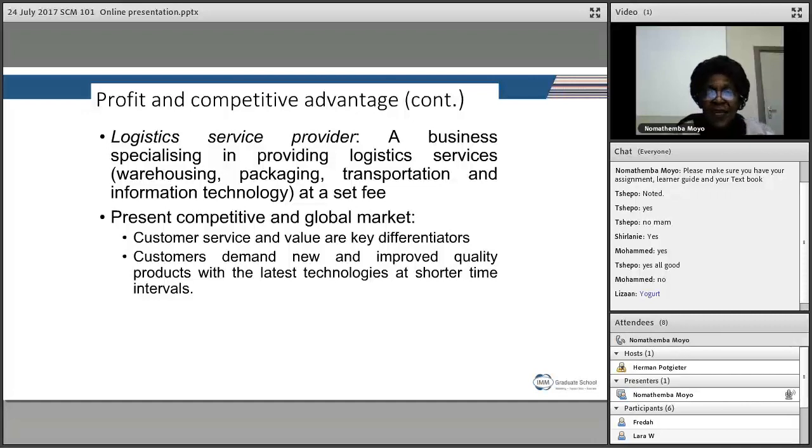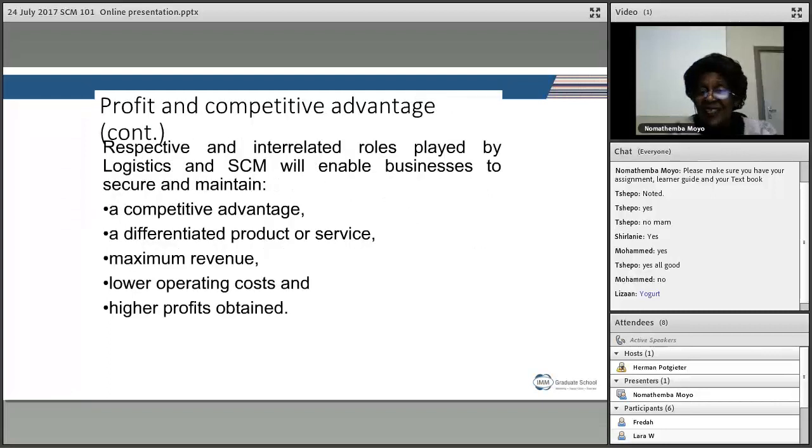Then, being competitive in the global market. Customer service and value are key differentiators. Why would people think you are better than others? Why would consumers prefer you? Because of your customer service and value. They feel they've gained something. Customers demand new and improved quality products with the latest technologies at shorter time intervals. They want to place an order and receive it in the quickest possible time.